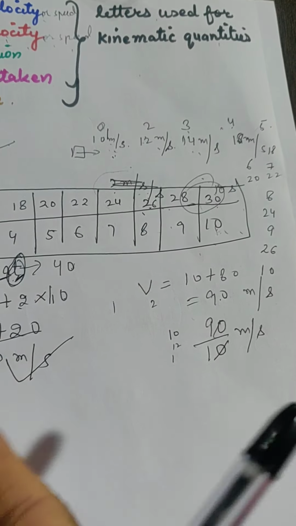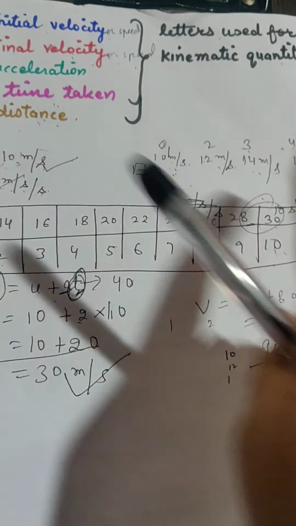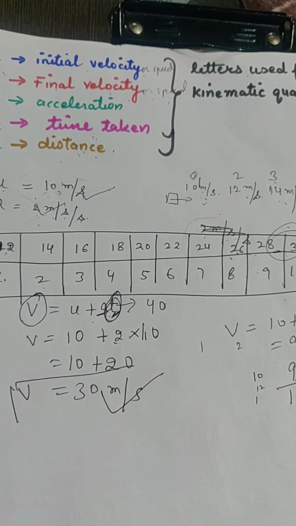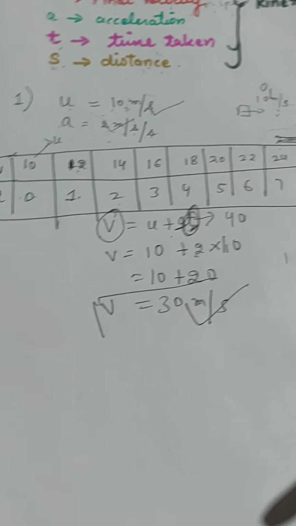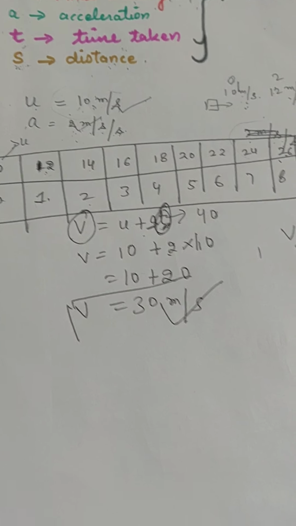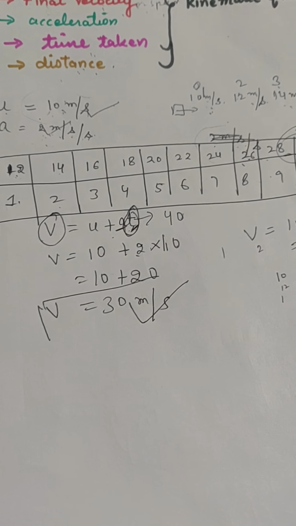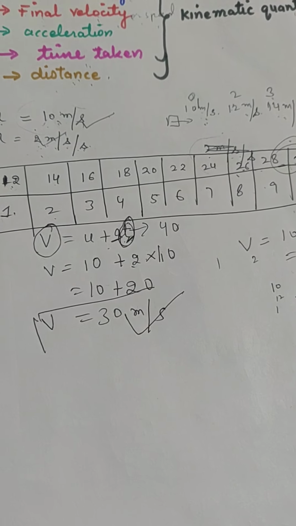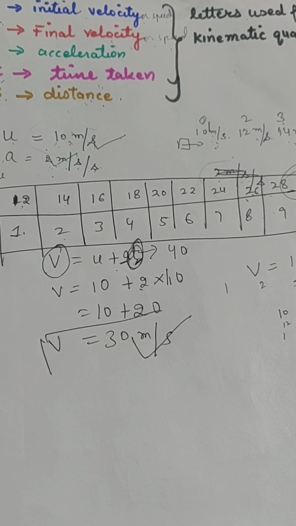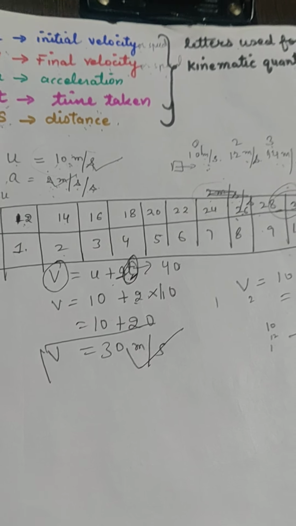Because the car is accelerating, equal distance is not covered in equal intervals of time. In every second, the distance covered by an object is increasing. So this was the first mistake.